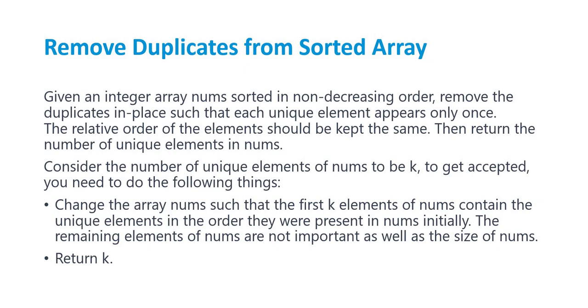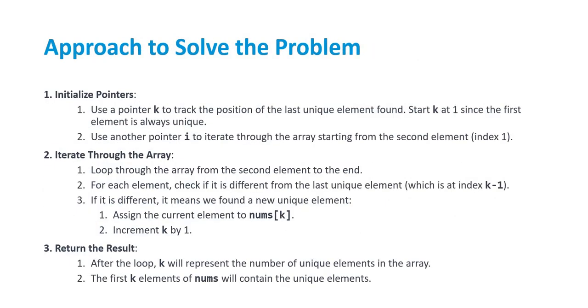So we will discuss the approach now. Think about the approach in your mind first. The approach to solve this problem: initialize the pointers. Use a pointer k to track the position of the last unique element found. Start k at 1 since the first element is always unique. Use another pointer i to iterate through the array starting from the second element, index 1.